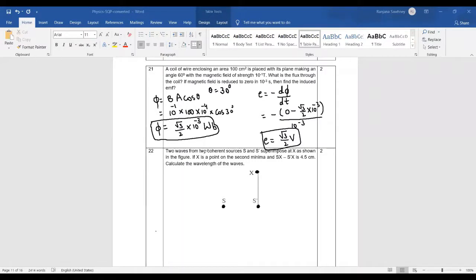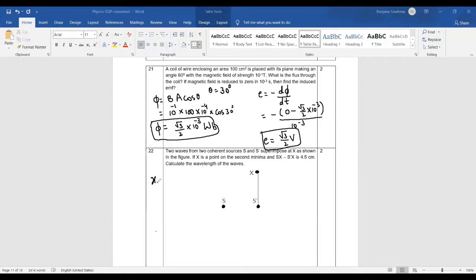Question number 22. Two waves from two coherent sources S and S dash superimpose at X as shown in the figure. If X is a point of the second minima and Sx minus S dash X is 4.5 centimeter, calculate the wavelength of the waves. So this is the interference pattern and the path difference Sx minus S dash X is given as 4.5 centimeters.